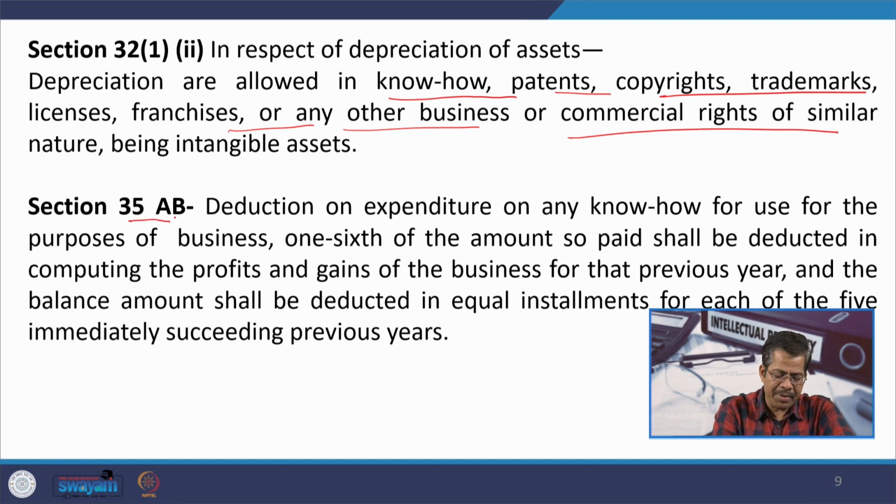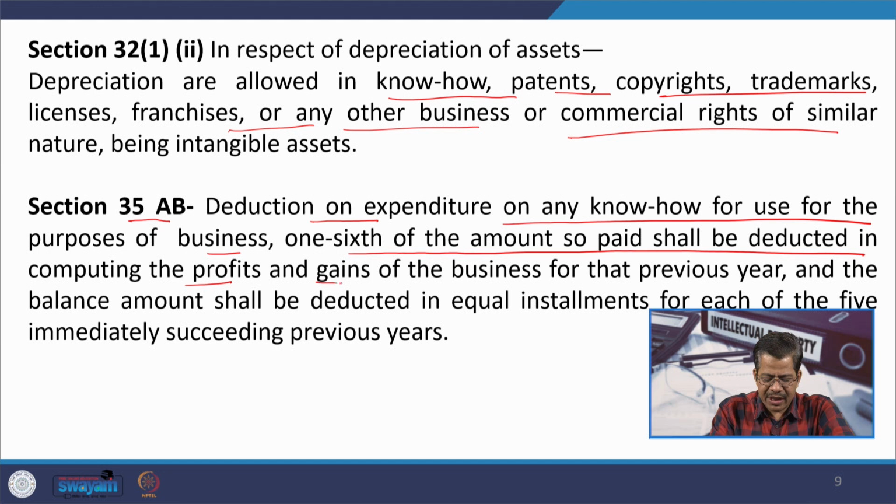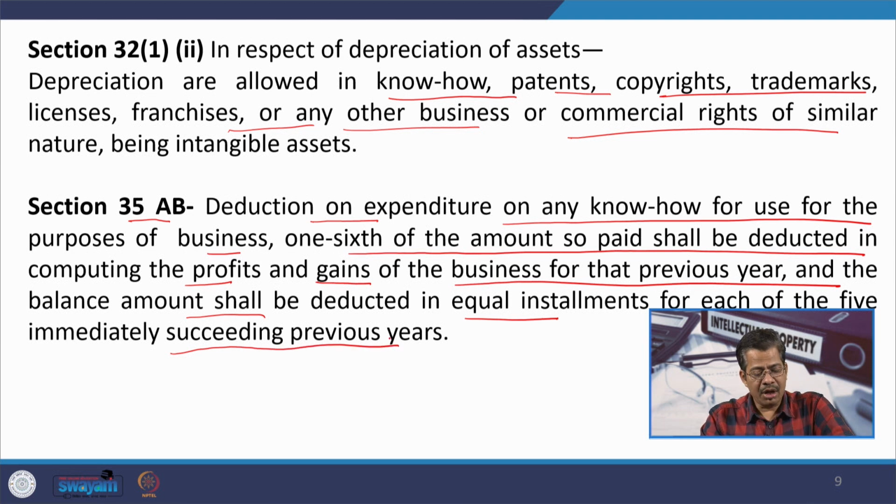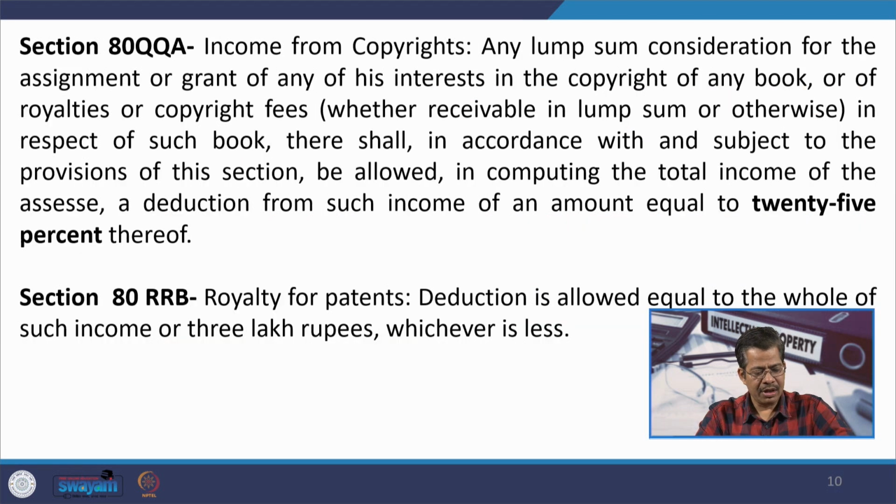Section 35AB is on deduction on expenditure on any know-how for use for the purpose of business. 1/6 of the amount so paid shall be deducted in computing the profits and gains of the business for that previous year, and the balance amount shall be deducted in equal installments for each of the 5 immediately succeeding previous years. So, how this depreciation will be charged in terms of IP assets is mentioned in section 35AB.